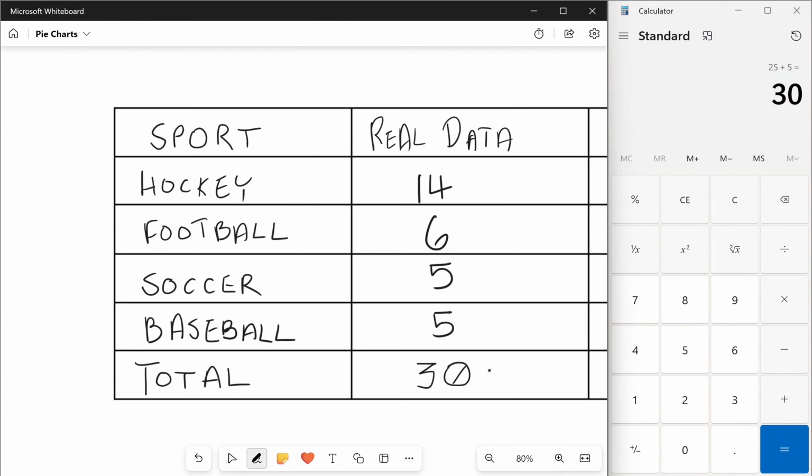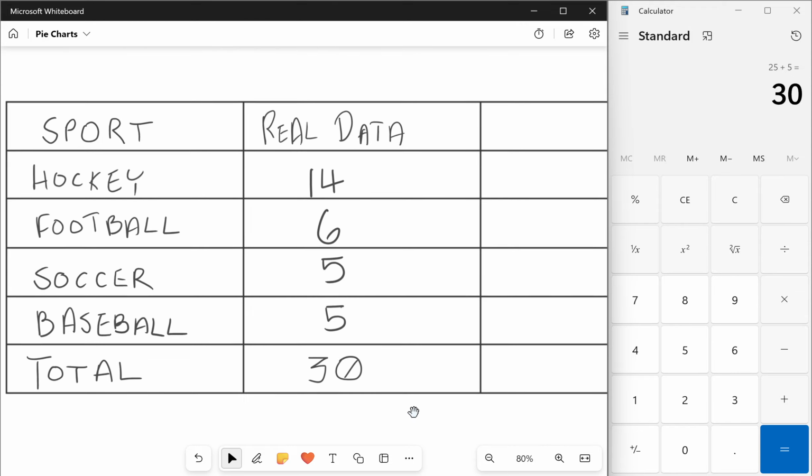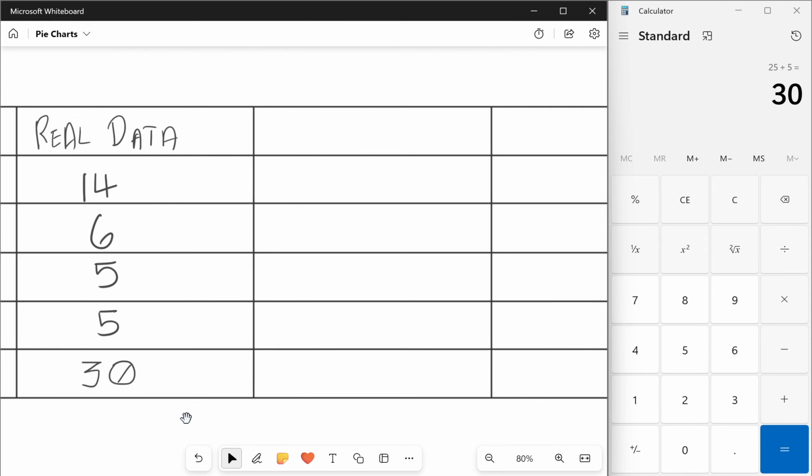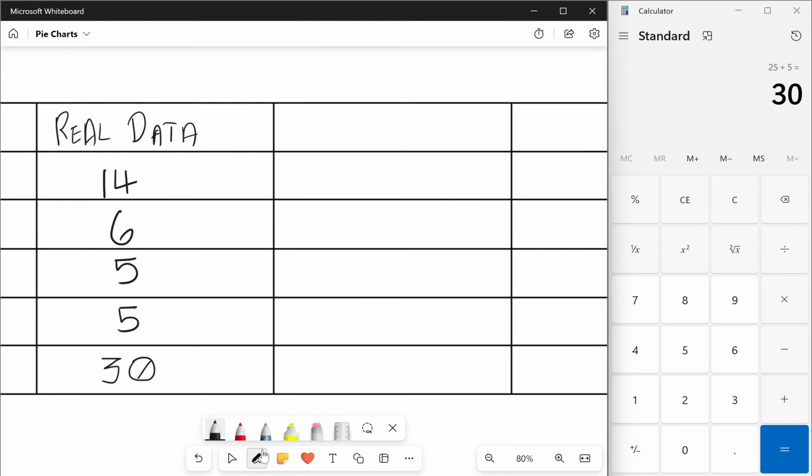Okay, so we are well on our way to making our pie chart, but we've got 2 steps before we actually get there. So we have our sport column, we have our real data column. Now we're going to move over, and I want to find, in this next column, what proportion of the whole, or what percent of the whole, rather, is each sport. So, what percent of the whole does each sport represent? For this, we're going to have to use some fractions. So we know that our whole is going to be 30 votes. So these are all going to be a fraction out of 30.